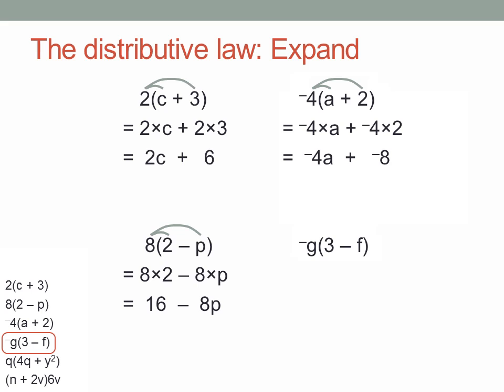Negative g times brackets 3 minus f. Watch those minus signs. Distribute it over the brackets. Negative g times 3 minus negative g times f. Can you see where each of those negative and minus signs went? Be very careful now. Don't lose any of those signs. It's negative 3g minus negative fg. I've just written the same thing again without the times signs, and put the g and the f in the second term into alphabetic order.